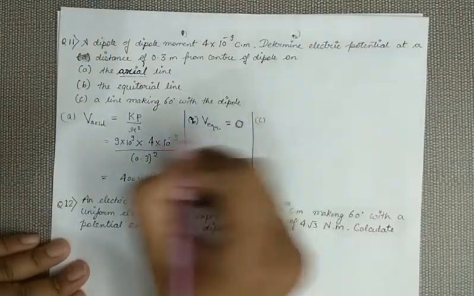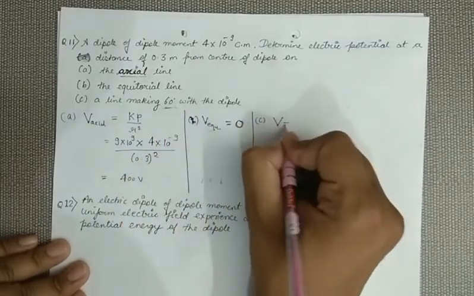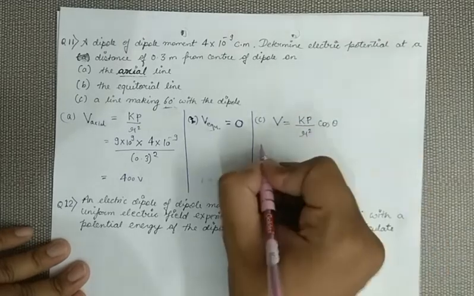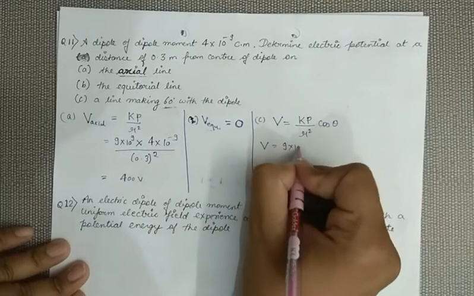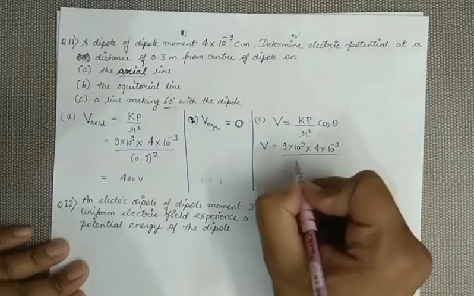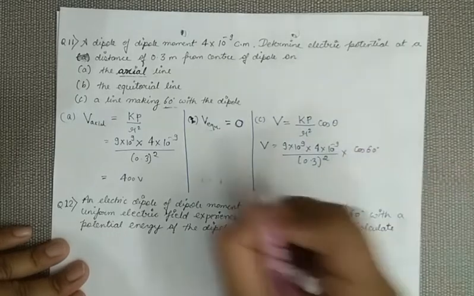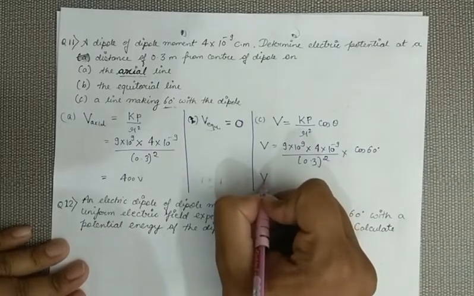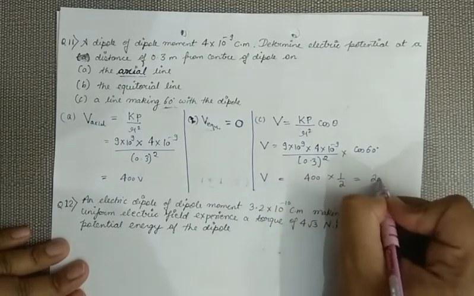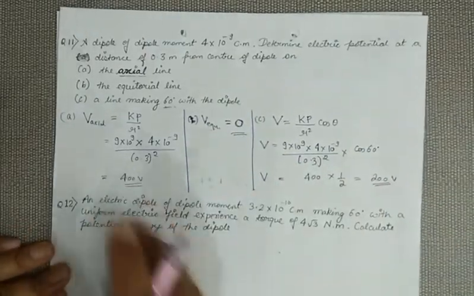So your third one is making an angle 60 degree with the dipole, that is, any general point. So for any general point, our formula was kp by r square into cos theta. So we know that k is 9 into 10 to the power 9. Your dipole moment is again 4 into 10 to the power minus 9. Distance is 0.3, square of distance, and here the angle is cos 60. So cos 60 is 1 by 2. So you will simply get this is 400 into cos 60 is half. So your answer will be 200 volt. So this is at general point, this is at equatorial point, and this is at axial point.